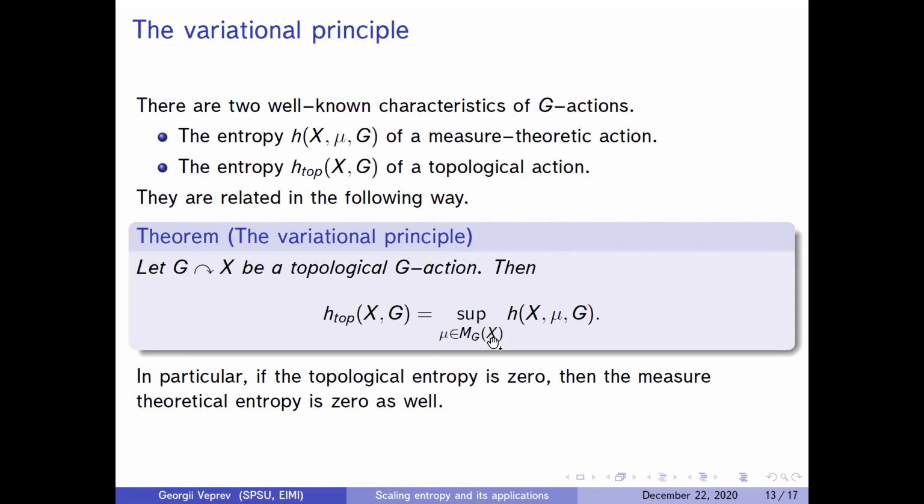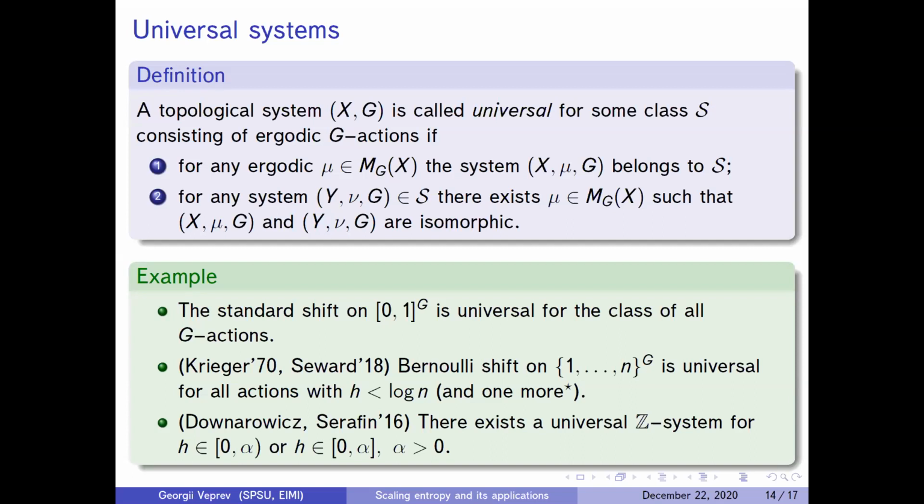And the object that we would like to investigate is this set. What can be this set of all invariant measures on X, or more precisely, we are interested only in ergodic measures. That leads to the following definition. We say that the topological system is universal for some class S of ergodic G actions if every ergodic mu on X belongs to this class S, and conversely, for any system in S, we can find an invariant measure on X such that the obtained system is isomorphic to the given one.